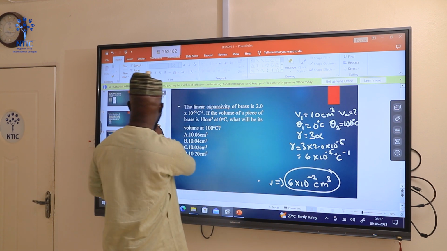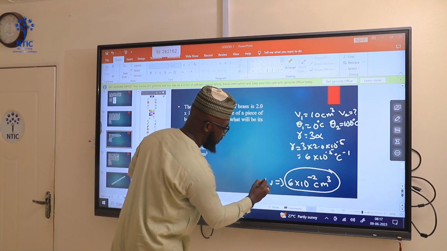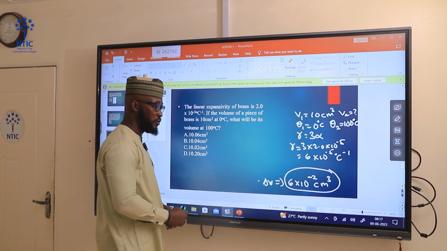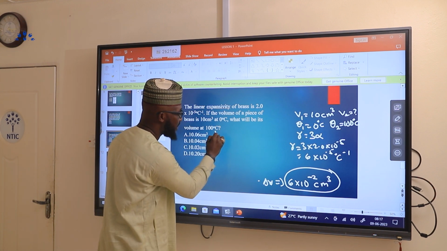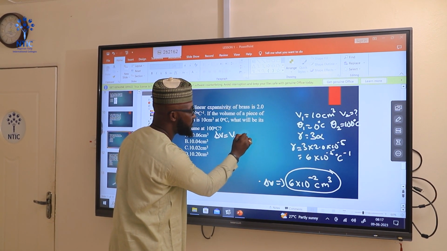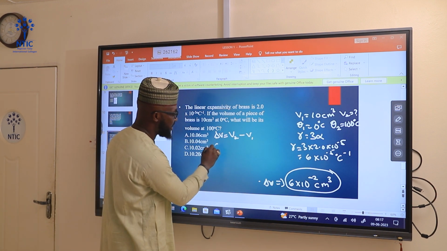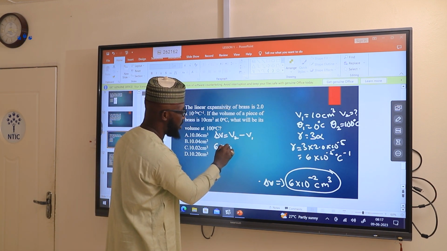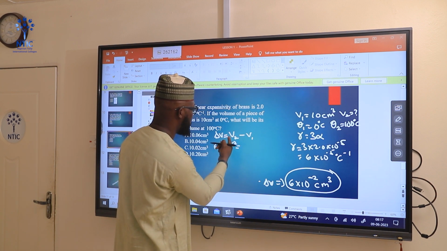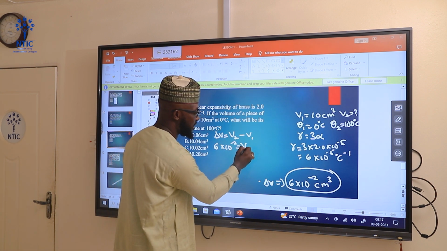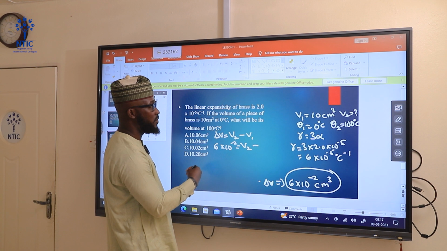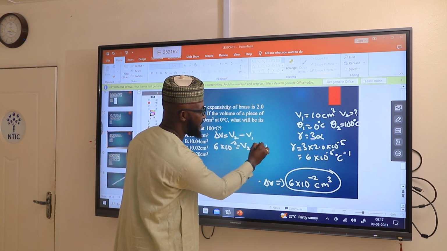So, remember, we looked for change in volume. Therefore, change in volume is simply equal to V2 minus V1. That is the difference between the volumes. So here we have 6 times 10 to the power of minus 2 equals V2, which is actually unknown, that's what we are looking for, minus V1, which is given to us in the question as 10.